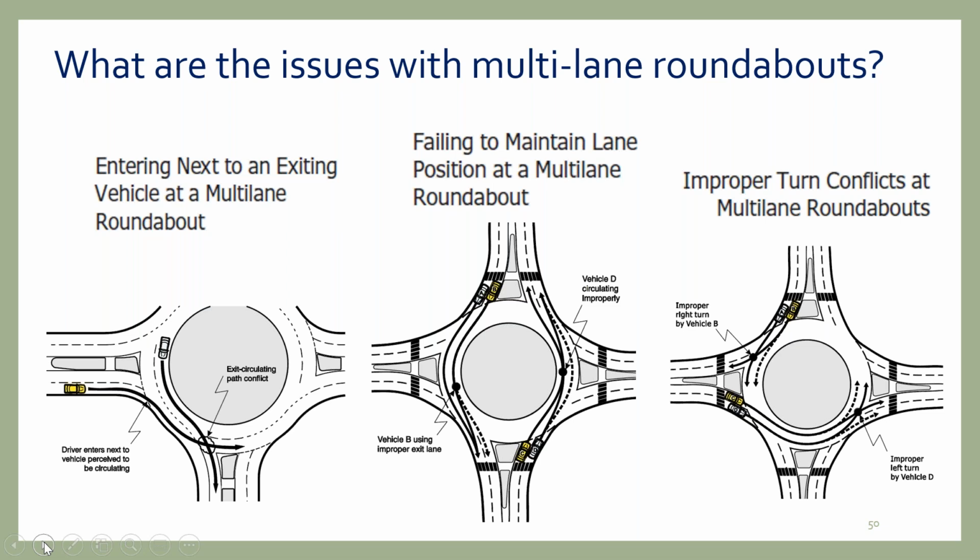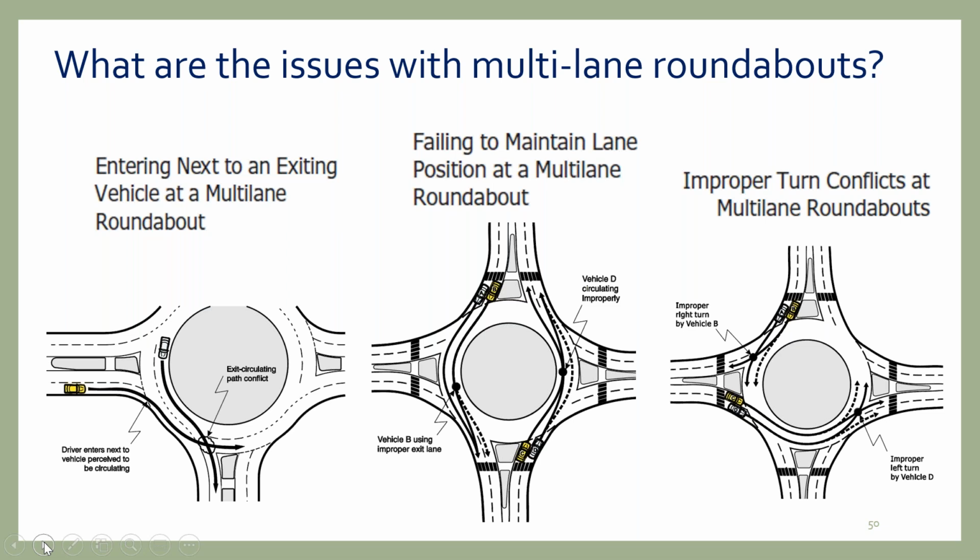In the middle there, you see the example of failing to maintain lane position. So we hope that 2 vehicles side by side in a multi-lane roundabout can enter both lanes simultaneously, but sometimes based upon poor geometry, a vehicle may encroach into the adjacent lane. So failure to maintain lane position at a multi-lane roundabout. Again, these don't happen at single lane roundabouts. These are just some common challenges at multi-lane roundabouts.